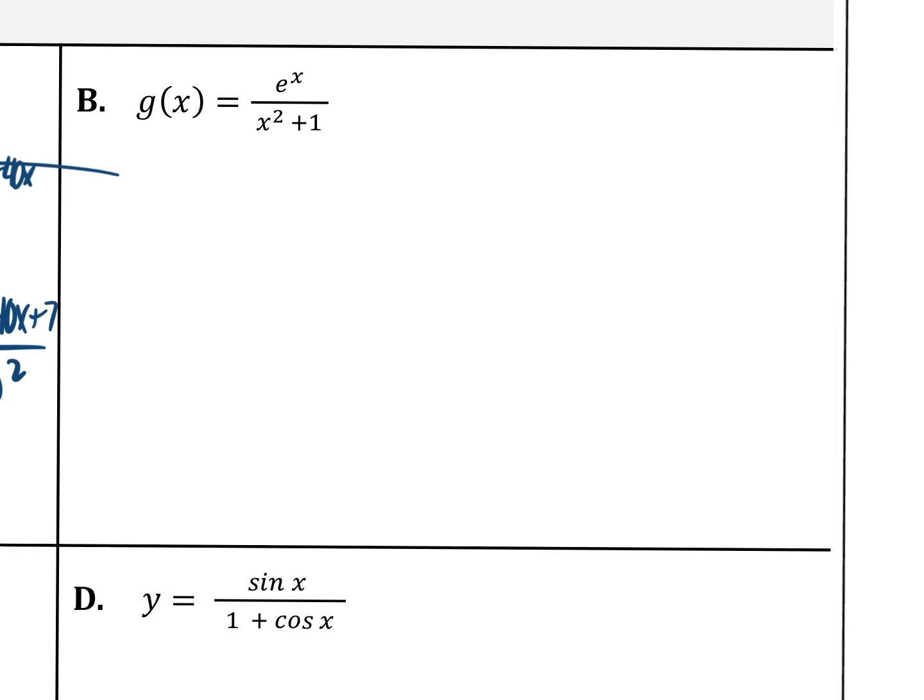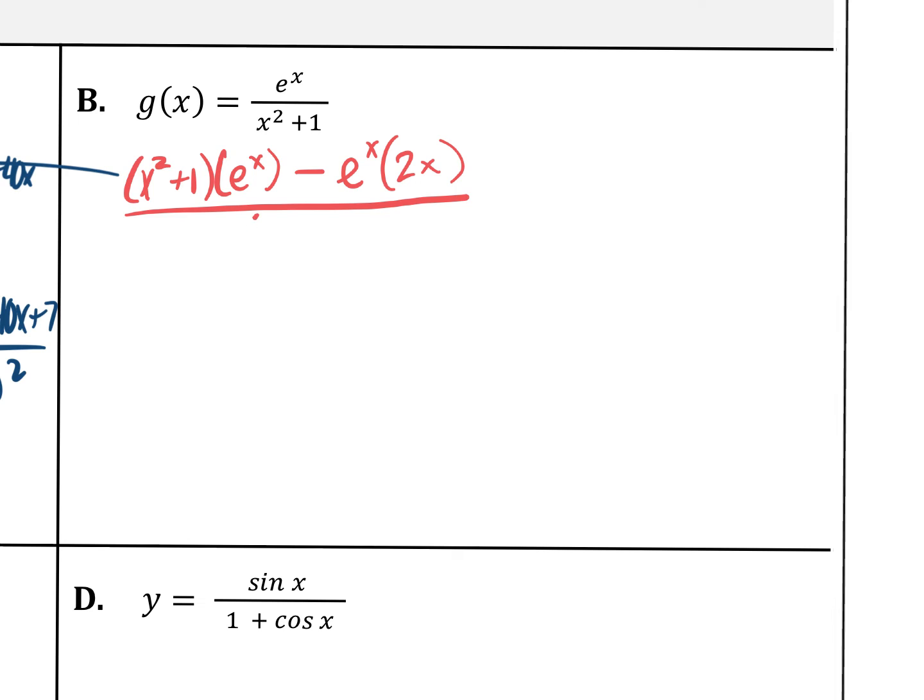So then for B, it's the denominator times the derivative of the top. So what's the derivative of e to the x? 1. e to the x minus the top times the derivative of the bottom, which is what? Good. All over x squared plus 1 squared. Yes.